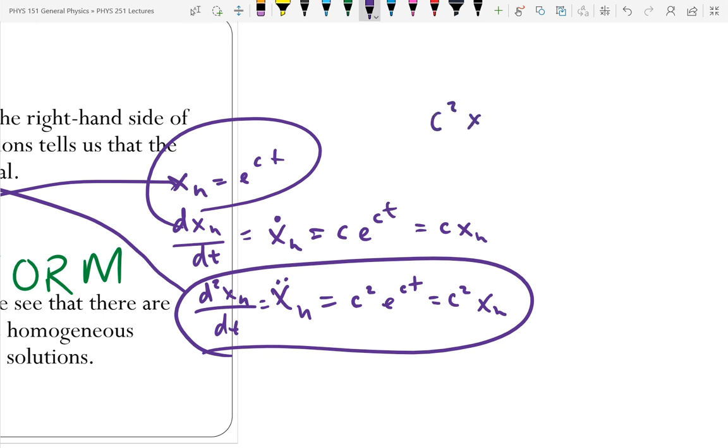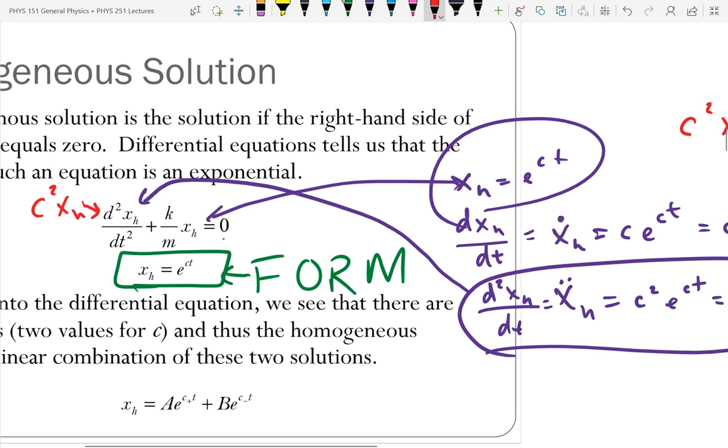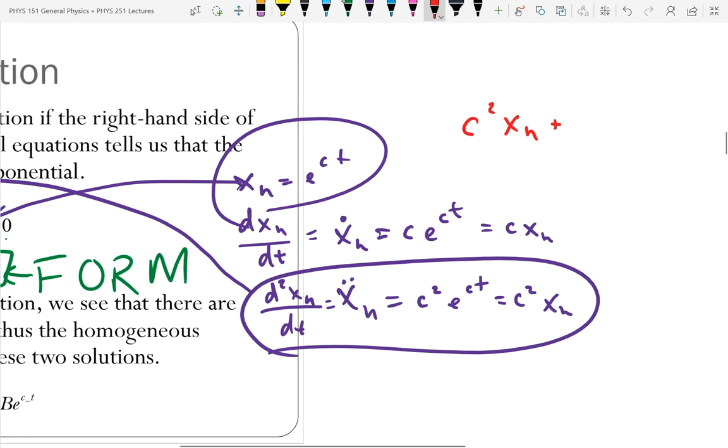C squared, I'm going to change color, sorry about that. C squared x sub h plus x sub h equals 0. Right? This one was C squared x sub h. So that's, oh, I forgot the K over M. Forgot the K over M. Glad I went back there.